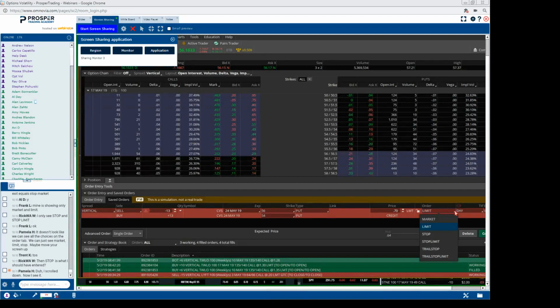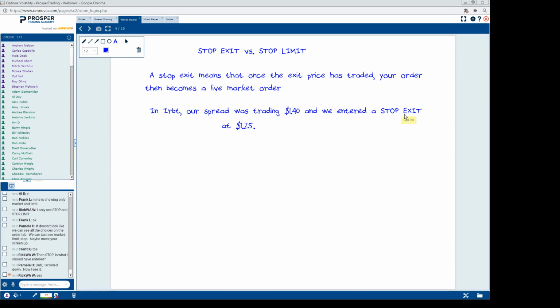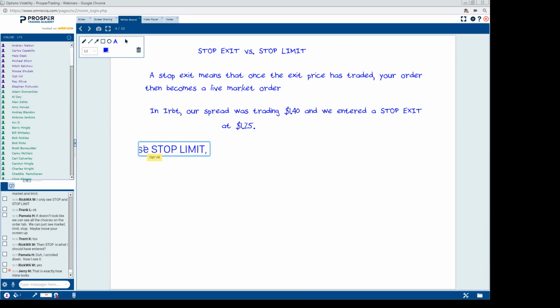Okay, so cool, Pamela. Does everyone understand now what stop means? Stop is the same as stop market. Okay, becomes a live market order. However, if you choose stop limit, okay, that is different. That is different.